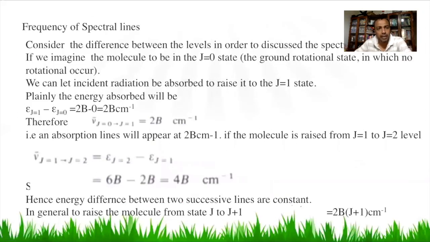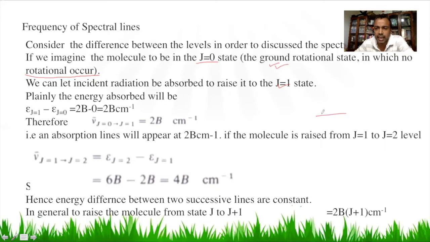Now let's come to another important topic, that is the frequency of spectral lines. What is the meaning of the frequency of a spectral line? When we consider the value J equal to 0, it represents the ground rotational state. That is, the molecule will not have any rotation at all. We can let incident radiation strike it so that it absorbs the radiation and rises to the state J equal to 1.